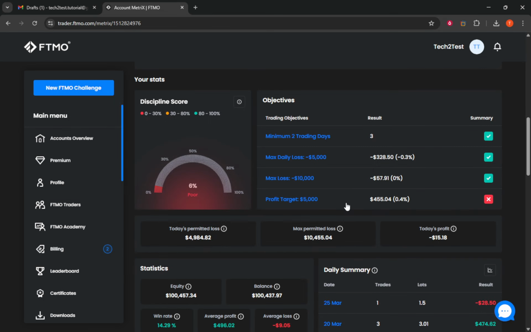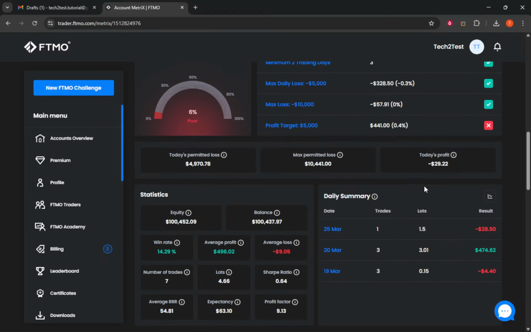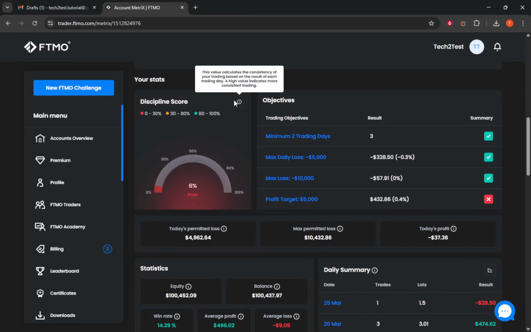Now, how it's calculated and when it resets. FTMO resets the daily loss limit every day at midnight Prague time, CEST. Make sure you know what that time is in your local zone.